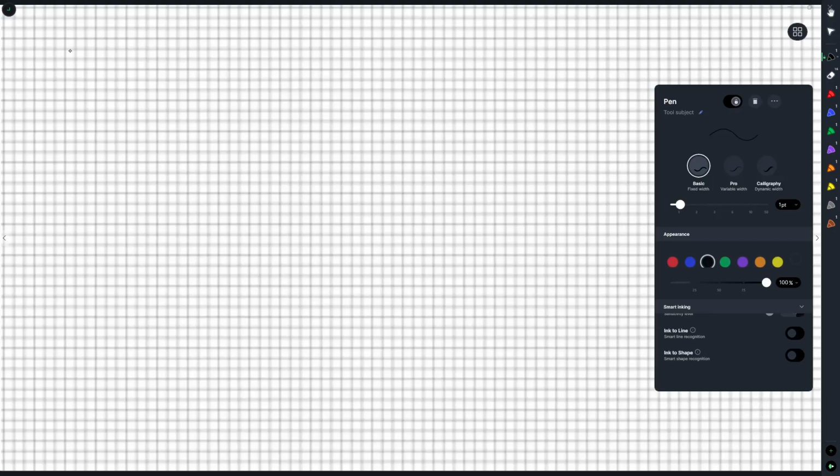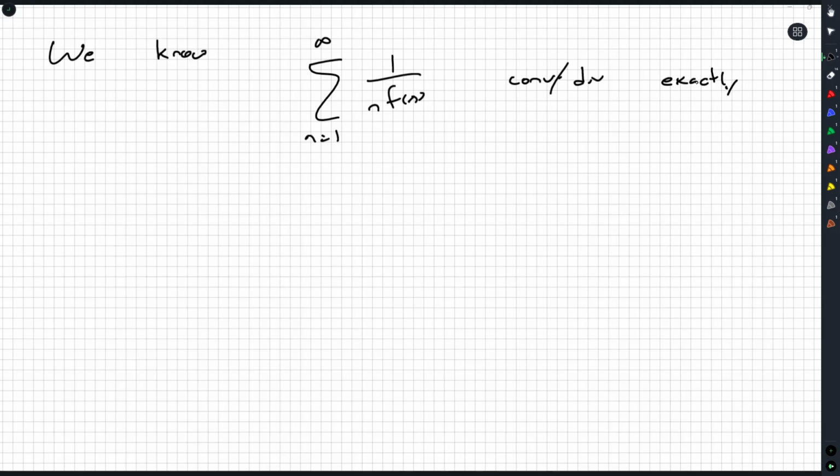And so we're going to split to a tail. Okay. So let's say here. So first thing I would do is I would say, look, we know that this infinite sum here, the 1 over n f of n, converges or diverges exactly when the sum from n equals 1,000 up to infinity does.